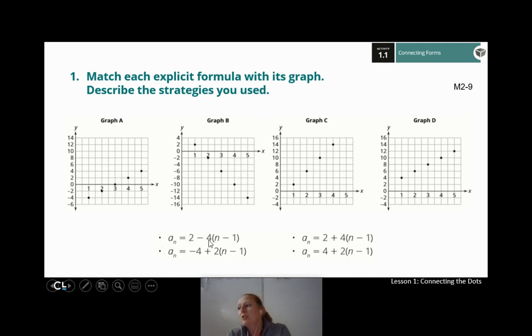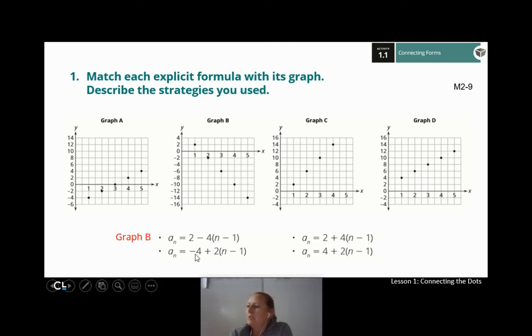And then I looked further and realized that we were subtracting 4 as our common difference. It should be going down 4. Oh, graph B goes down 4 each time, doesn't it? Graph C doesn't. Graph C looks like it's going up 4. So you know what? I think that this first arithmetic sequence needs to go with graph B. Feels fair to me. I'm going to look at the one just below it here.